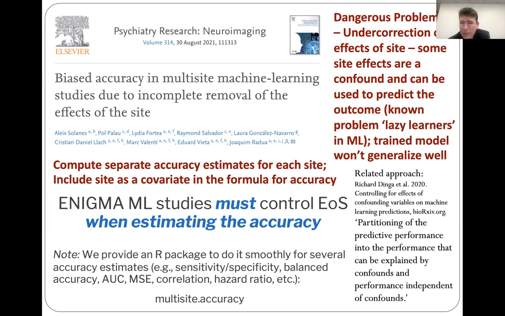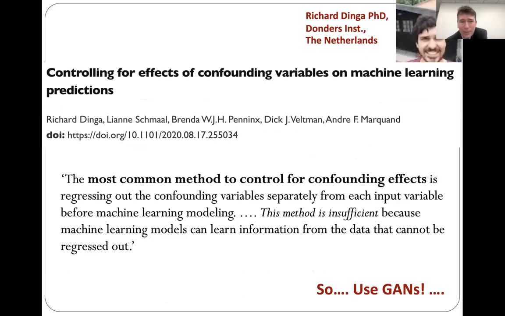And in related work, Richard Dinga and colleagues talk about partitioning the predictive performance of machine learning models on test data into the part that can be explained by confounds, such as the site where the data were collected, and the performance that's independent of confounds. In fact, they go as far as to say that the commonest method to adjust data for confounding effects in machine learning is to regress out confounding variables, like the effects of site, from each input variable. They say that's not really sufficient because there can be things at a site lurking in the data that we didn't anticipate. And then the machine learning algorithm can lock onto those in its predictions.